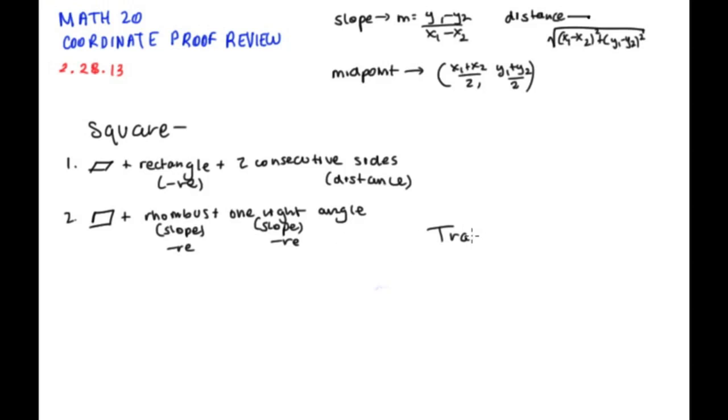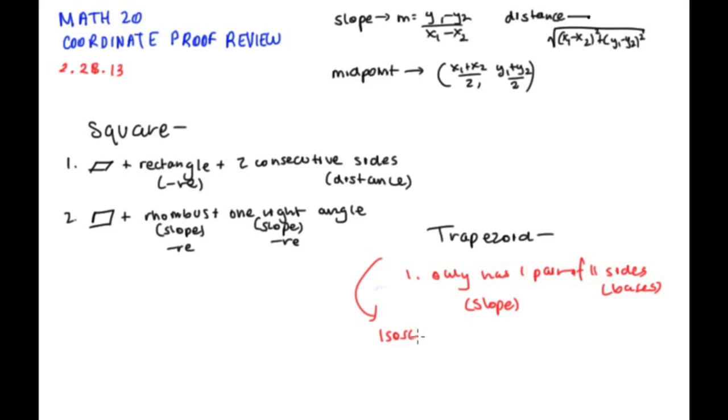For a trapezoid, let me just do it real quick. I already did it in this video. For a trapezoid, you gotta prove it only has one pair of parallel sides, which are the bases. And for that, you gotta use slope, and that's the same slope. And if you want to find it's an isosceles trapezoid, legs have to be congruent, and that's distance.